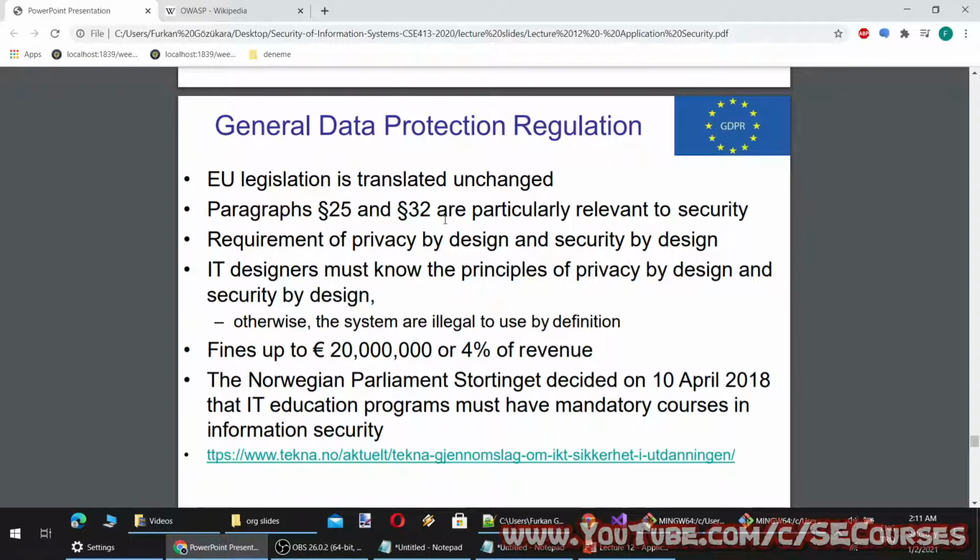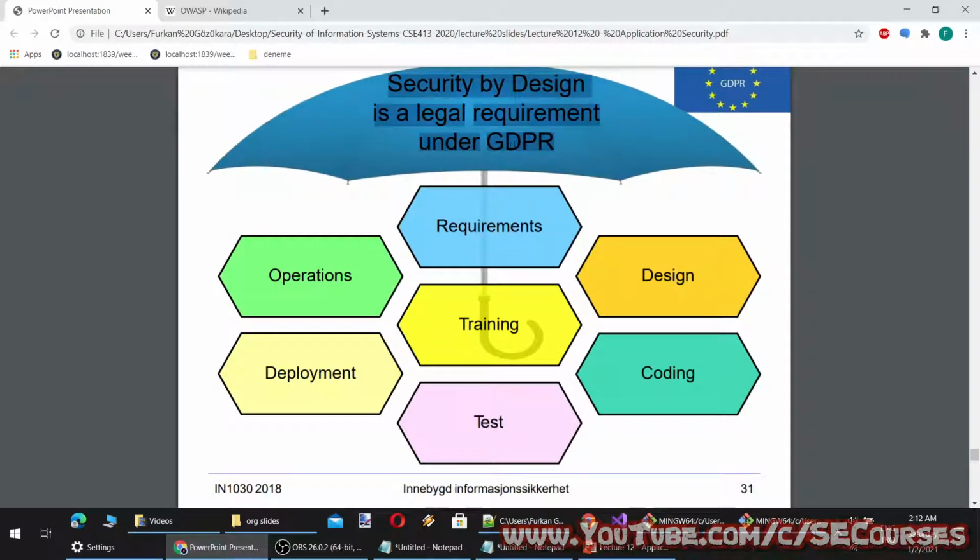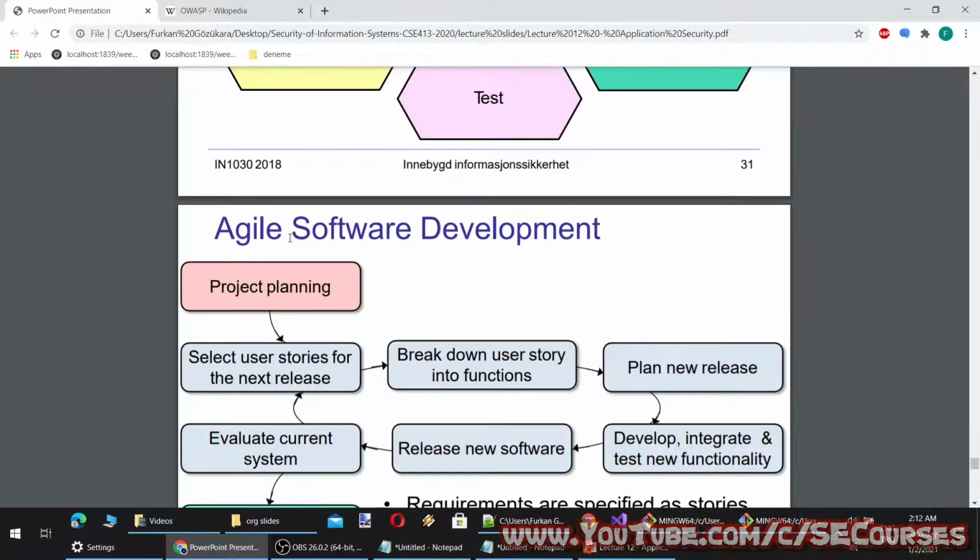The Norwegian Parliament, Stortinget, decided on the 10th of April 2018 that IT education programs must have mandatory courses in information security. So security by design is a legal requirement under GDPR. Requirements, operations, training, design, coding, test, and deployment.